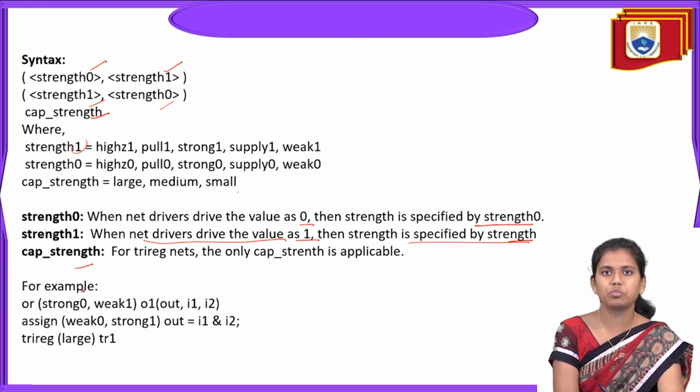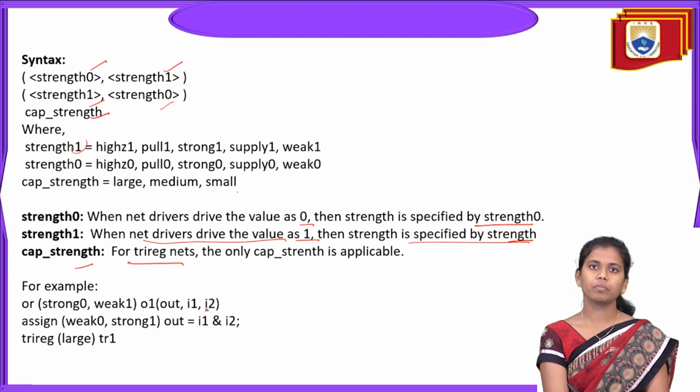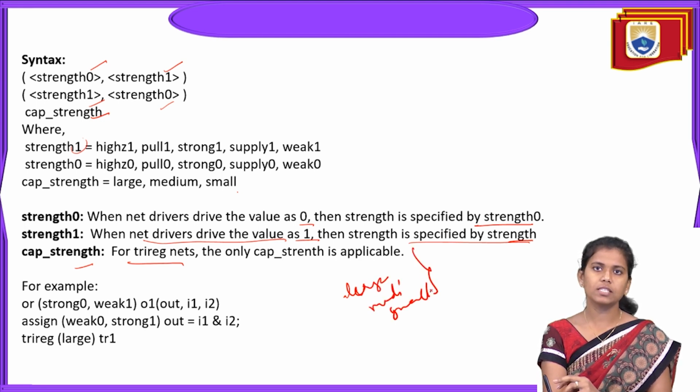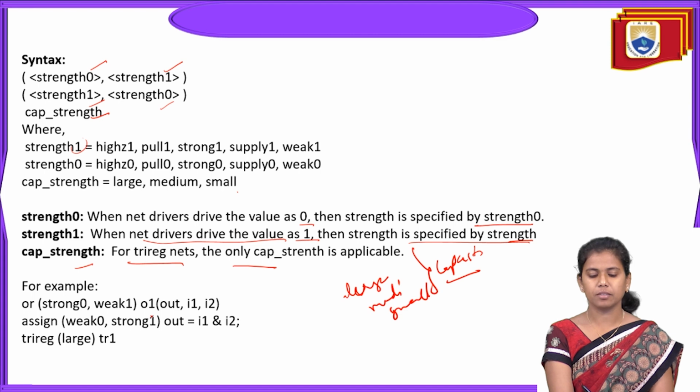And capacitive strength is nothing but for Trireg nets. Okay, for Trireg nets the capacitive strength can be applicable. Only for the Trireg nets can this capacitive strength be applicable, and it comes in three levels, that is large, medium and small. So these are nothing but the capacitive strengths, and they can be used only for the Trireg nets.